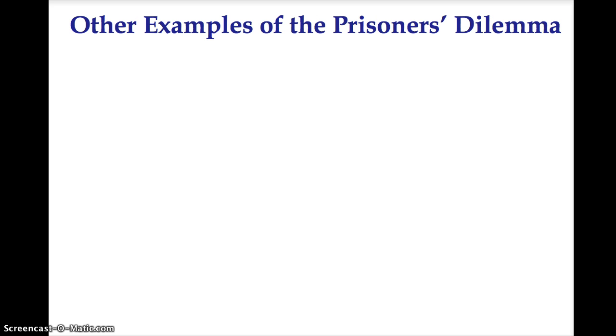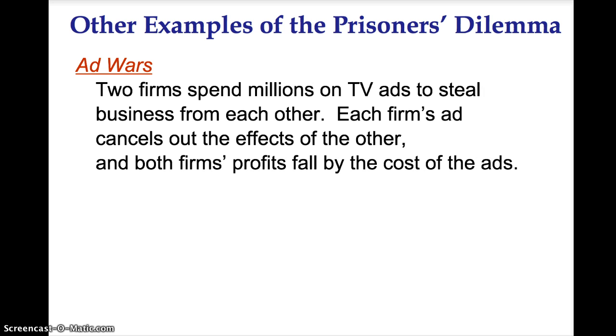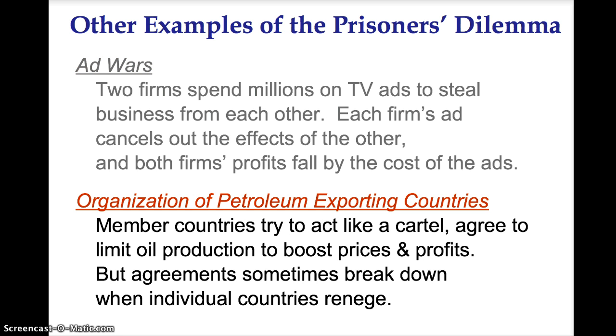Other examples of the prisoner's dilemma. Ad wars occur when two firms spend millions on TV ads to steal business from each other. Each firm's ads cancel out the effects of the other, and both firms' profits fall by the cost of the ads. Organization of Petroleum Exporting Countries, or OPEC. Member countries try to act like a cartel. They agree to limit oil production to boost prices and profits, but agreements sometimes break down when individual countries renege.